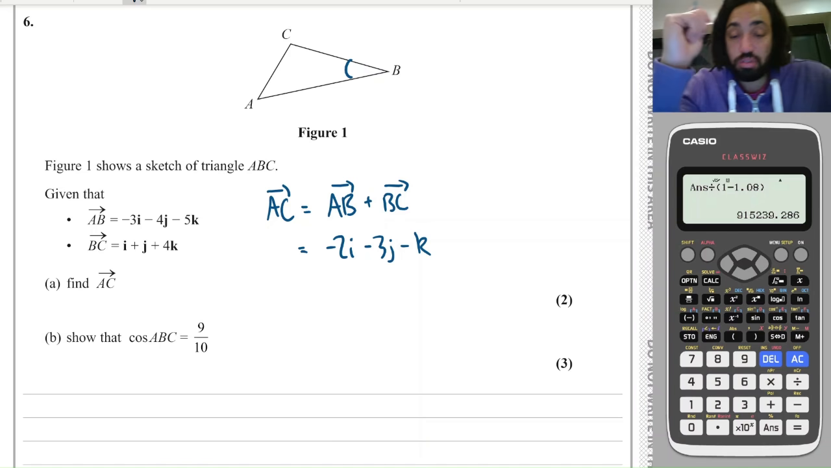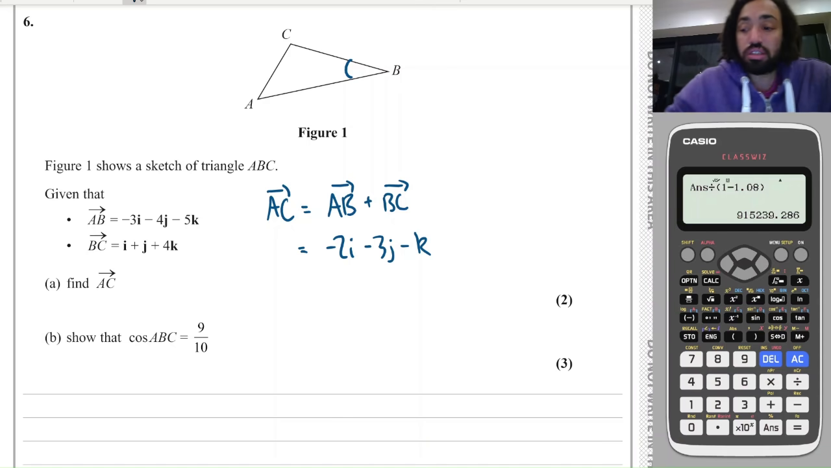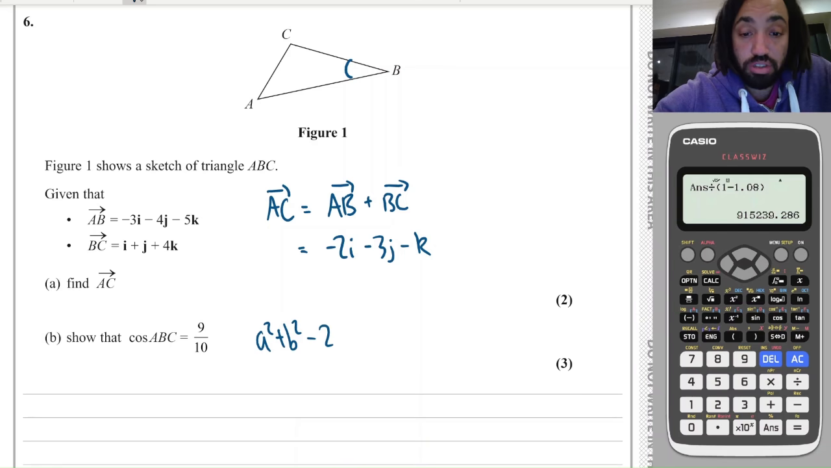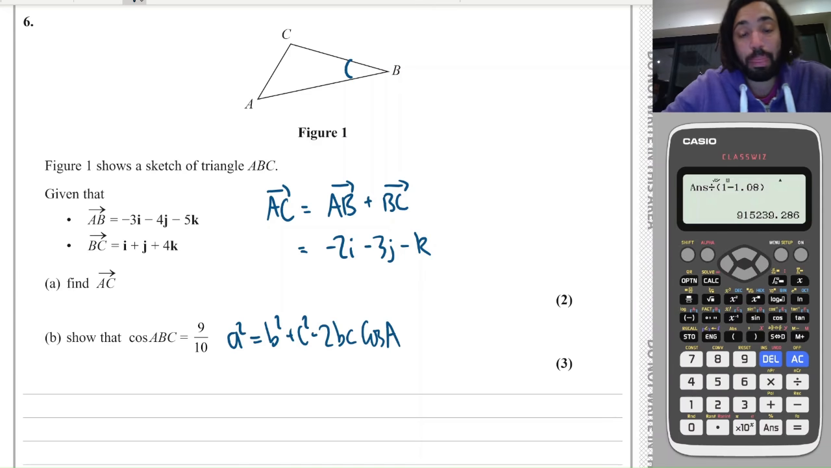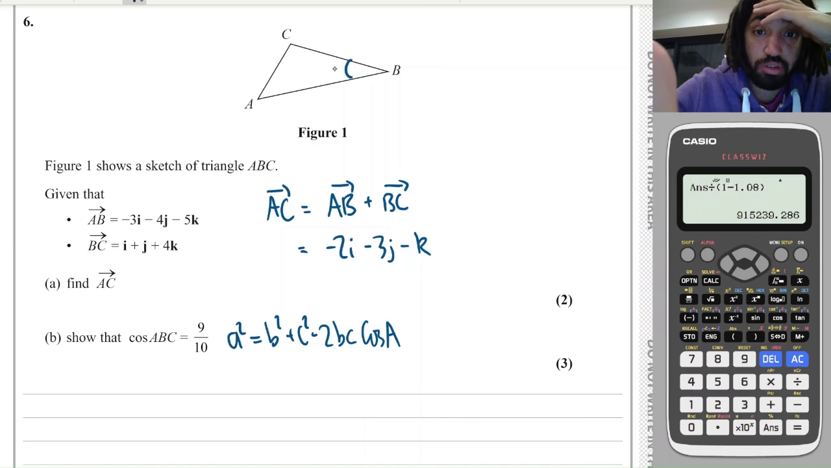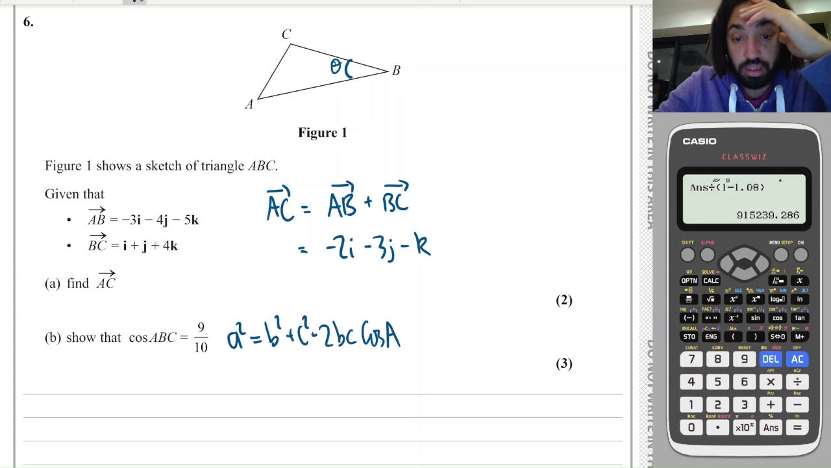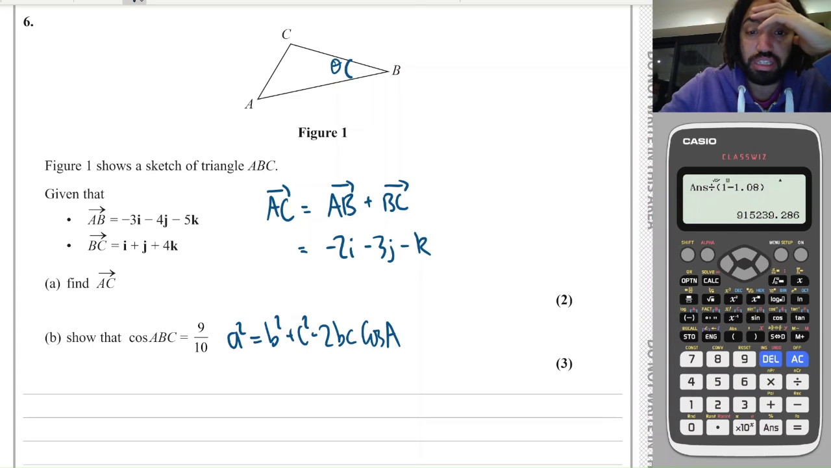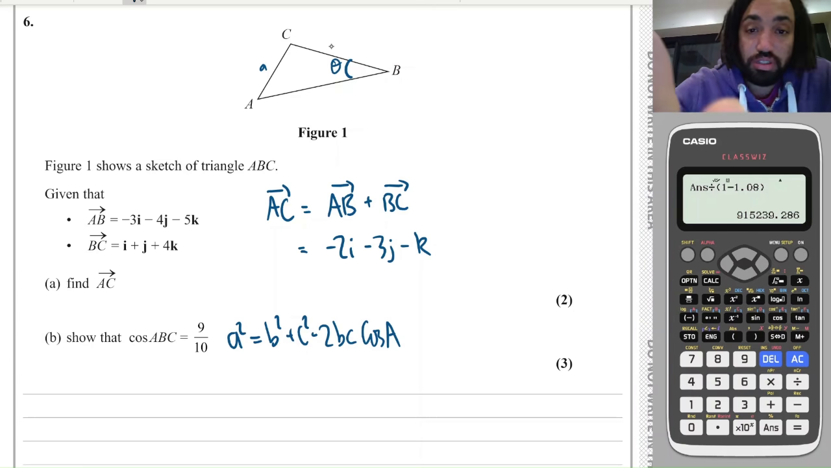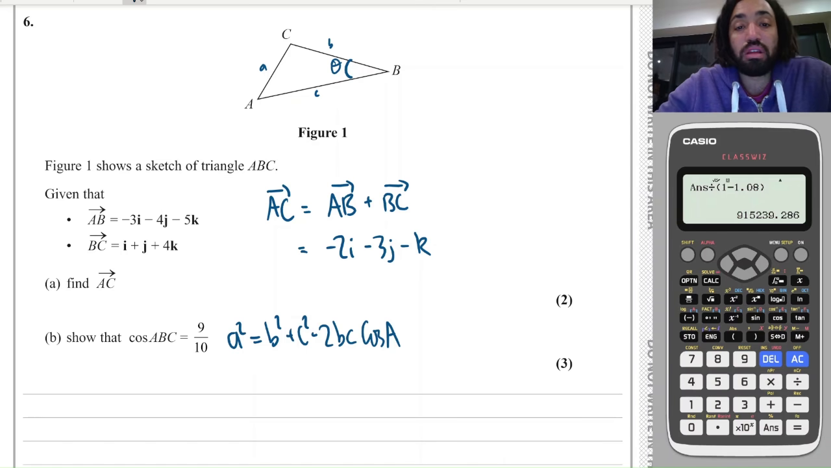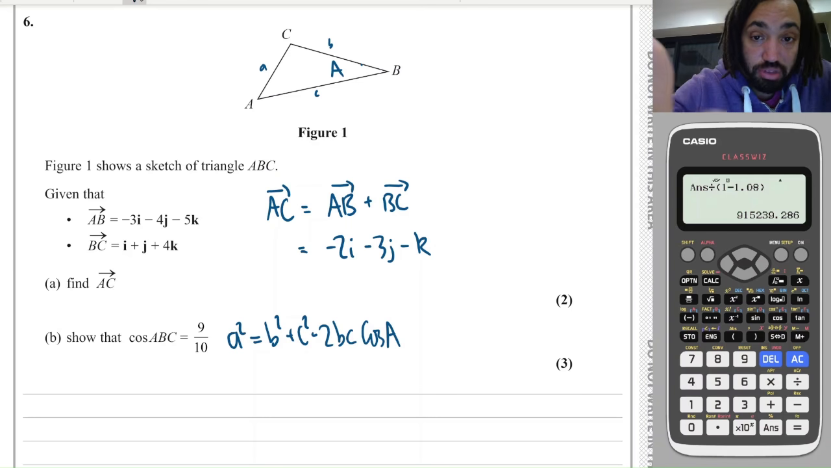Alright, so I'm going to have to use the cosine rule for this. And you need to know the cosine rule, and that's a squared is equal to b squared plus c squared minus 2bc cosine capital A. So in this case, this is the angle I'm looking for, so that's the capital A. So therefore the little a is the one opposite it, and these two are the b's and the c's, because that essentially is the capital A, the angle I'm trying to find.